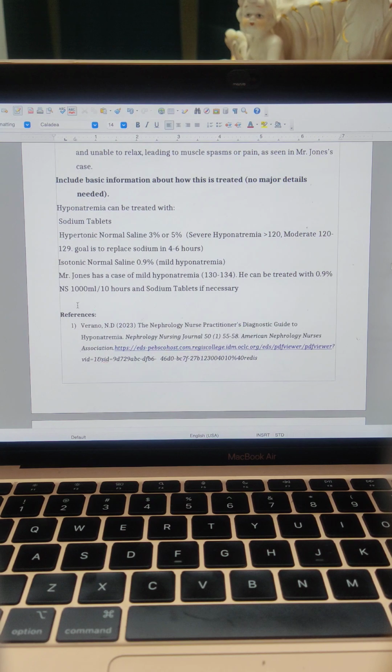Now, you can also use isotonic normal saline, which is 0.9% NS. You can use this with mild hyponatremia. So Mr. Jones has a case of mild hyponatremia because his sodium level is between 130 to 134. So his is 131. So he has mild hyponatremia. So he can be treated with 0.9% normal saline, 1,000 milliliters over 10 hours, and also sodium tablets if necessary.